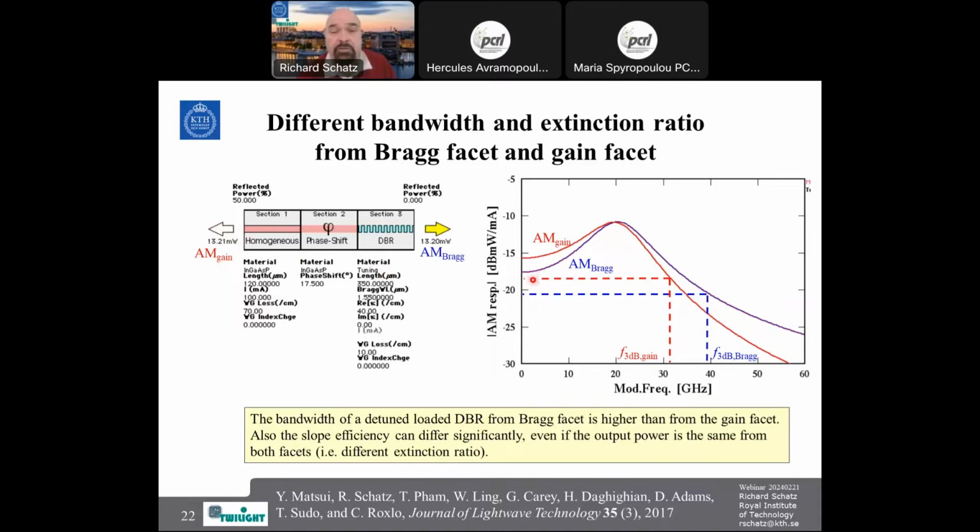You see that from the Bragg side, you get higher bandwidth, but you also get lower slope efficiency and lower modulation efficiency. But together, you get much higher bandwidth due to this effect. So if you want to have a really high bandwidth, you should take your signal out from the Bragg side of your laser, and then you can have an HR coating, a high reflective coating, on the gain side.